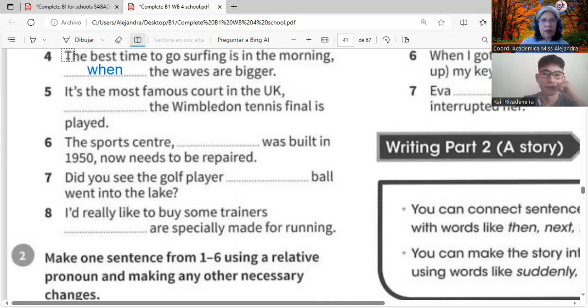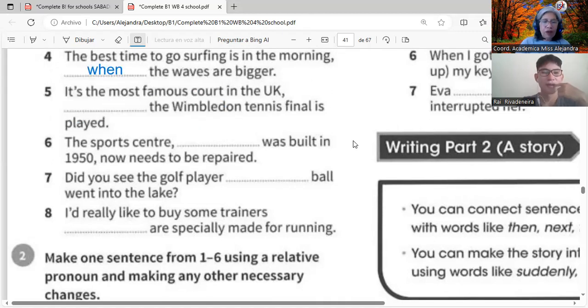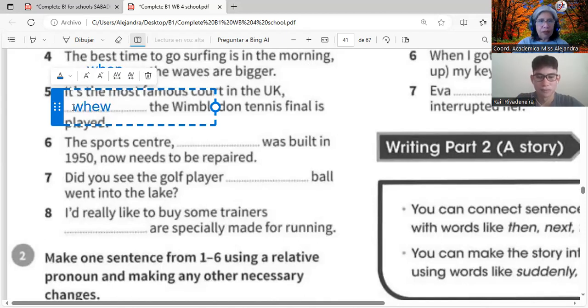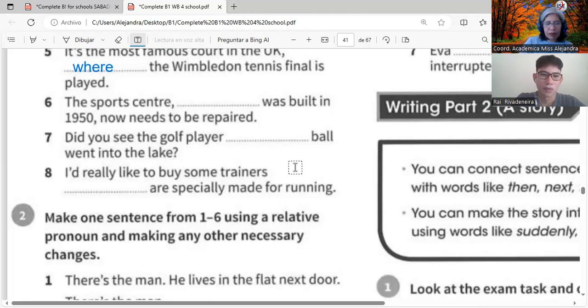Whose? I'm talking about the place, Wimbledon tennis final. It's the most famous court in the UK. I'm talking about the place. Where? The sports center was built in 1950, now needs to be repaired. Where? Read carefully. Can I use where there? I don't know. Check it. When was built?